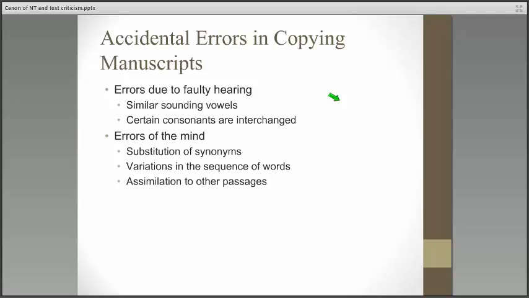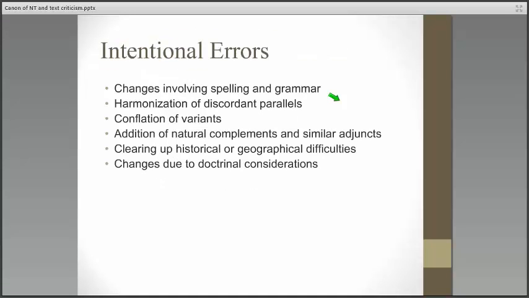Sometimes the errors have to do with spelling or grammar, or like we saw with the Alexandrinus, they included an article where it shouldn't have been. Or if you've got a parallel passage, they say, oh well, that's different in Mark than it is in Luke. We've got to make it the same. Or they'll say this psalm sounds like the other three psalms, so let's just write one psalm. We'll put it together, so they'll conflate the different variants.